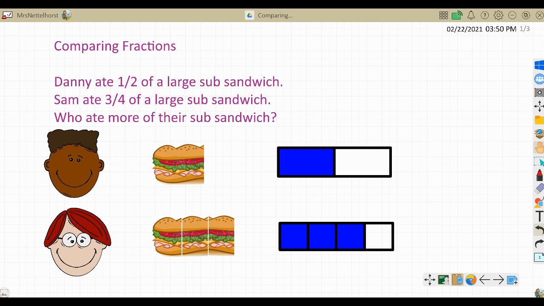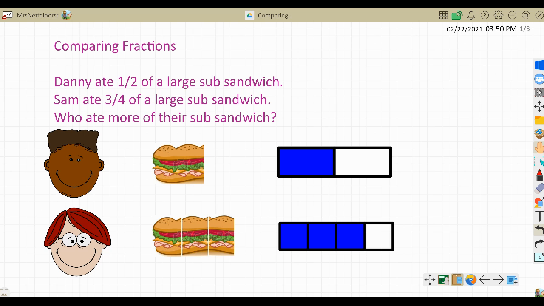Then you have Sam down here with the glasses, and he ate 3/4 of a large sub sandwich. So they both had the same size sandwich, but Sam ate this much of it. The part that's pictured is the part he ate. And then here's the model for it. Notice that the rectangles are exactly the same size, but the pieces are different sizes because of how much they ate. But you'll see that Sam's blue part is bigger than Danny's blue part.